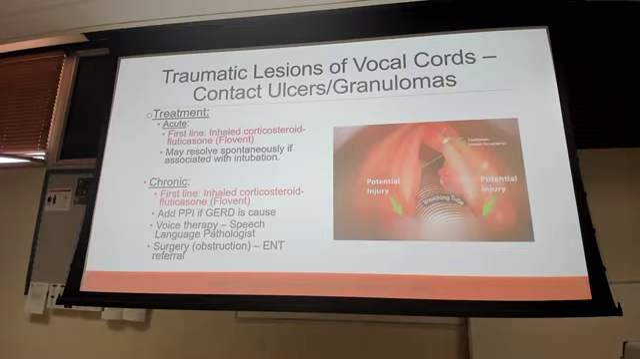Treatment for these patients, we can start inhaled corticosteroids. It may resolve spontaneously, but it's okay to go ahead and start that for acute and chronic. If they do have GERD, go ahead and start a PPI to treat GERD, because that could be the cause of a chronic ulcer or granuloma.